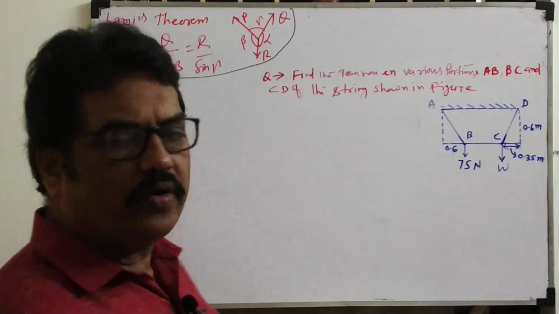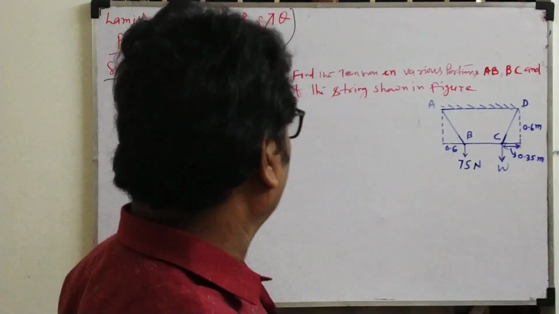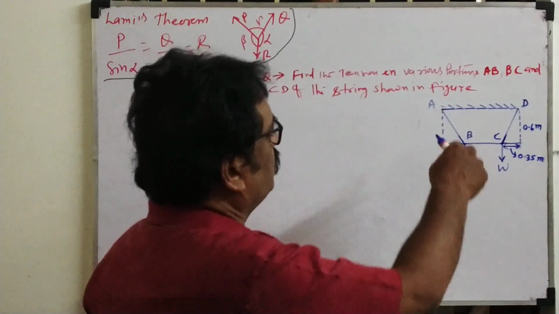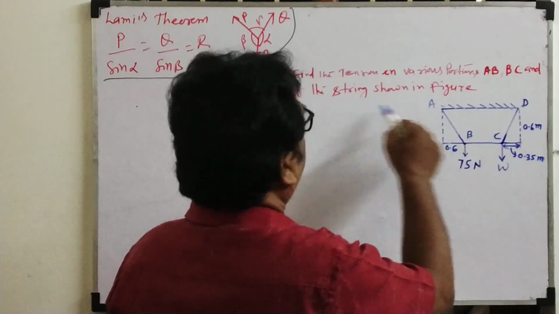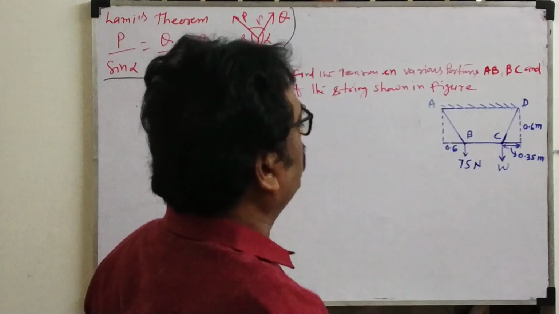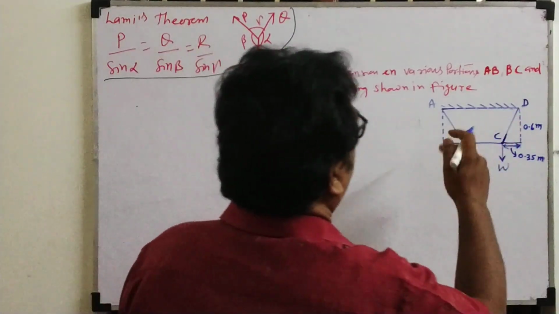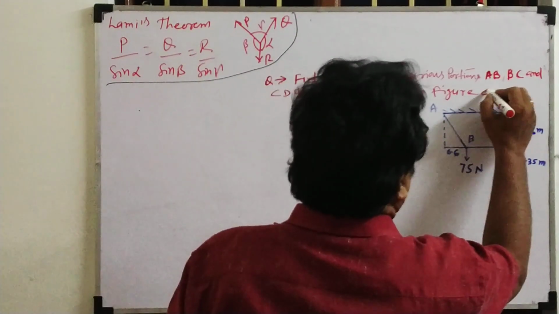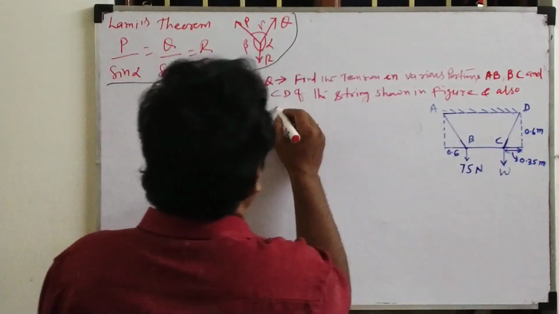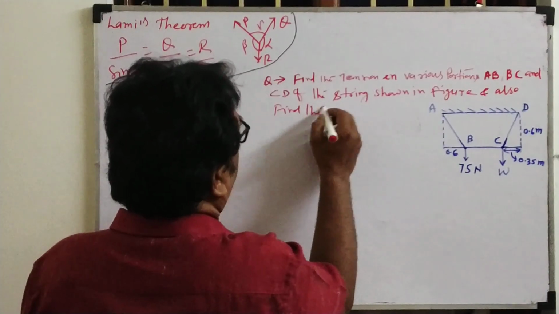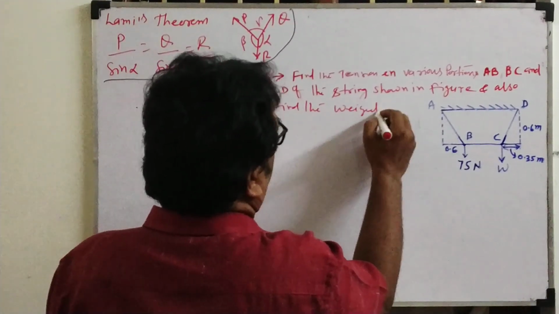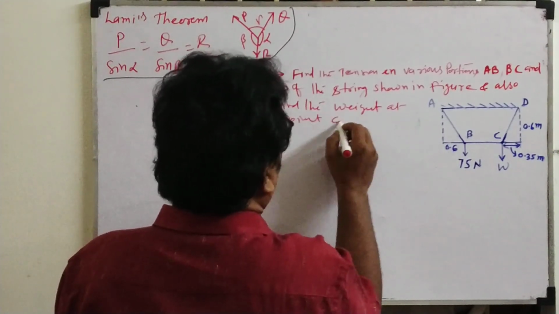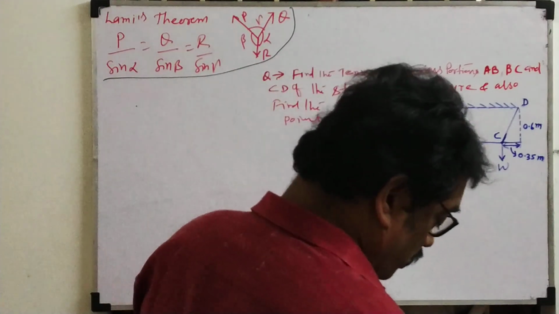Today again I brought for you the Lami's theorem problem. So Lami's theorem problems, what they are asking here: find the tension in various portions AB, BC and CD, and also find the weight at point C. Okay. So this is the question.